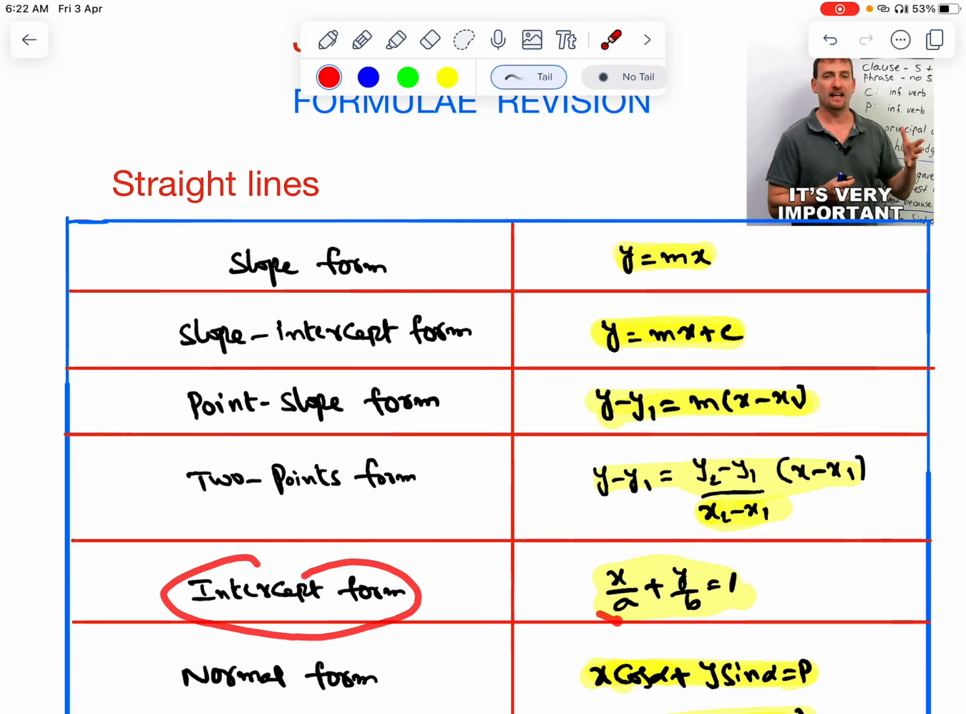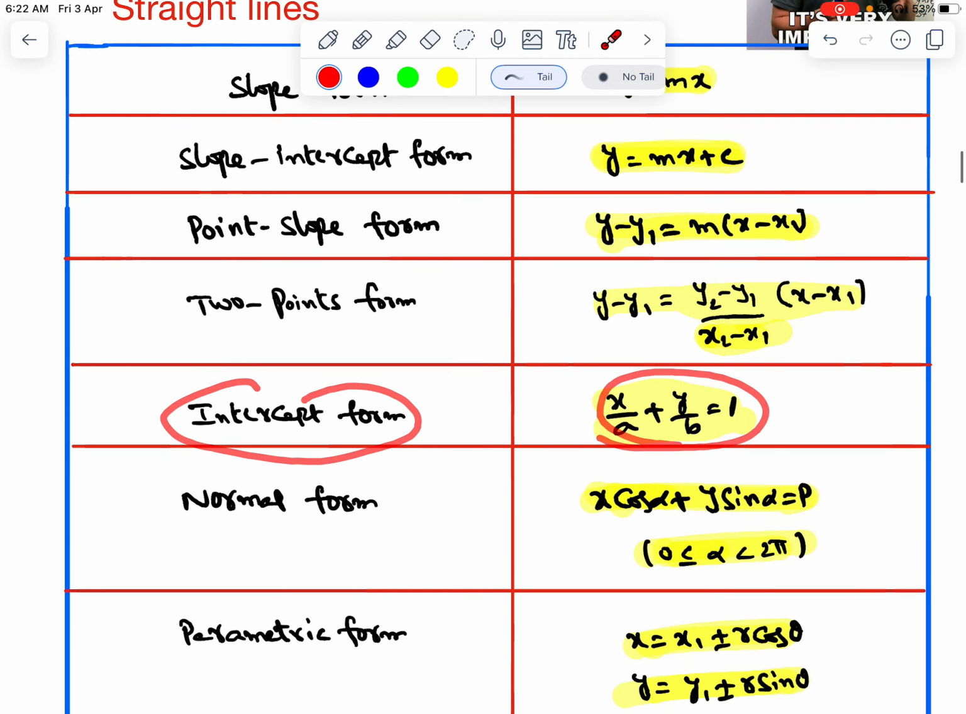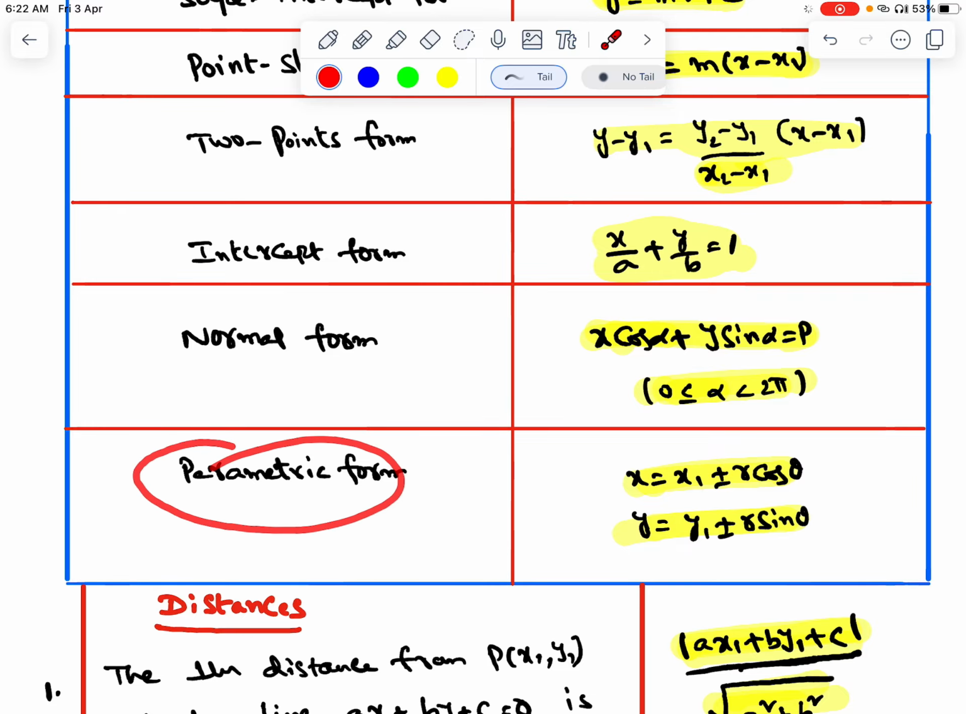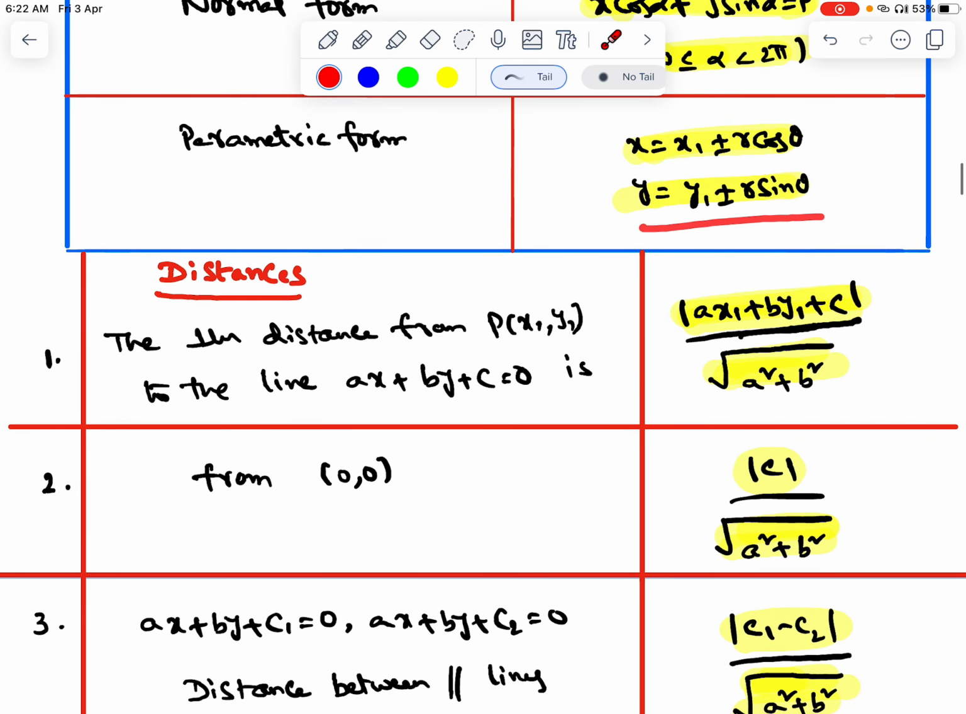Intercept form: x by a plus y by b equal to 1. This is the diagram, a and b, x value, y value. Normal form: x cos alpha plus y sin alpha equal to p. Okay. Parametric form: x equal to x1 plus or minus r cos theta, y is equal to y1 plus or minus r sin theta.